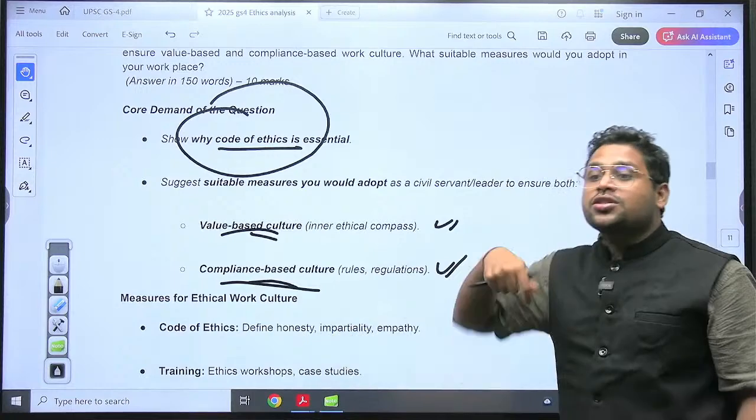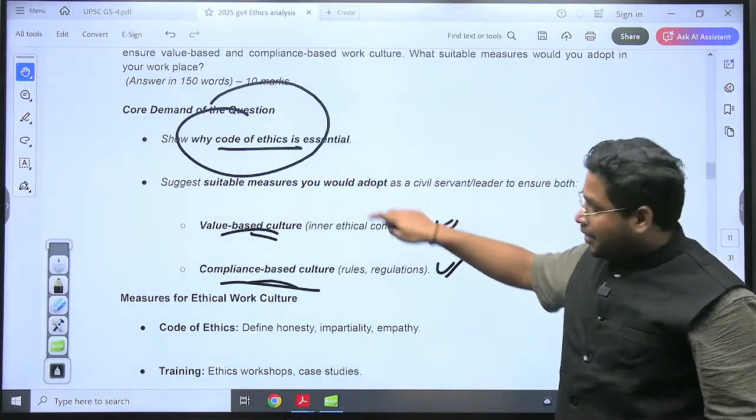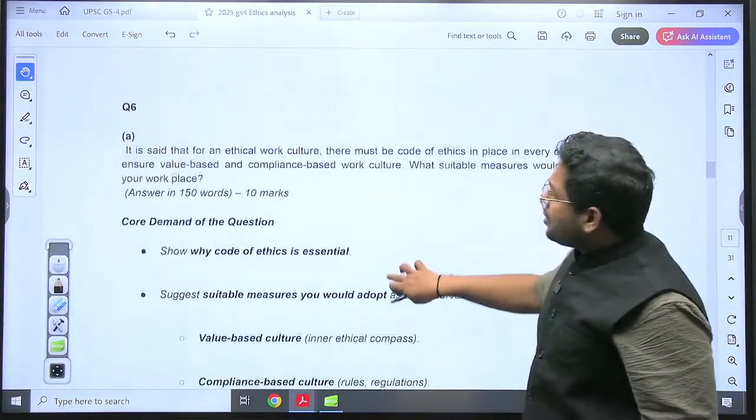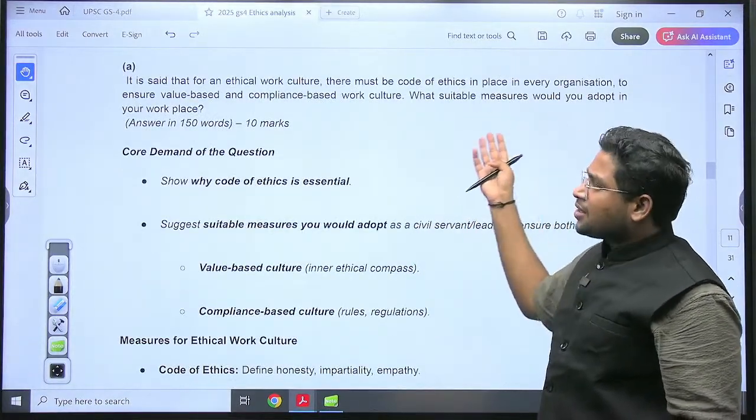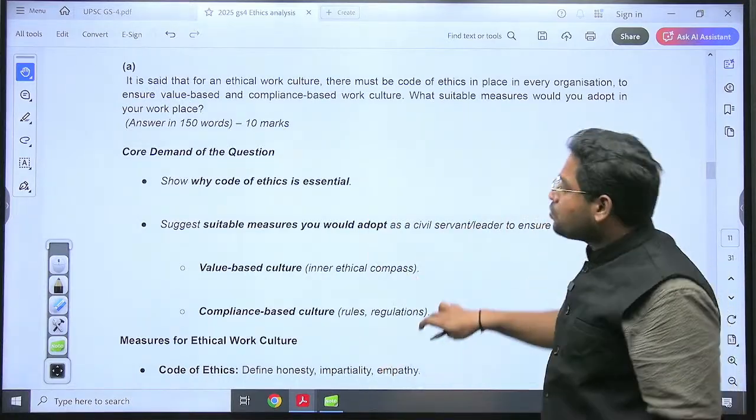And if there are loopholes, you still adhere to the code of ethics, right? So that's the part you're supposed to write. Simply explore this and give some suitable measures that they are asking. What can we do in the code of ethics? What can we bring in?